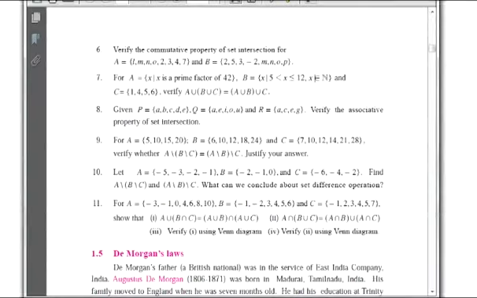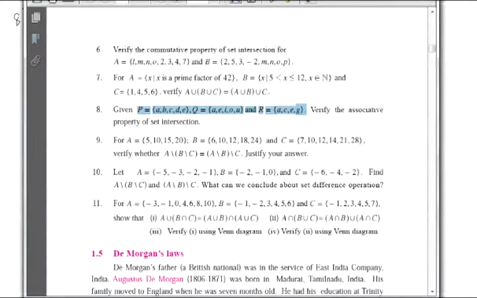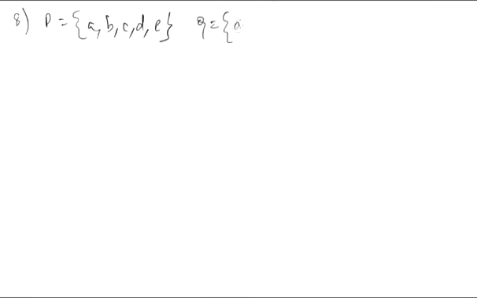Clear this. What do you have next? Again 3 sets, and verify the associative property of set intersection this time. What are the sets? This is the 8th sum. Set P is {a, b, c, d, e}, and set Q, I guess, is {a, e, i, o, u}, the vowels a, e, i, o, u.